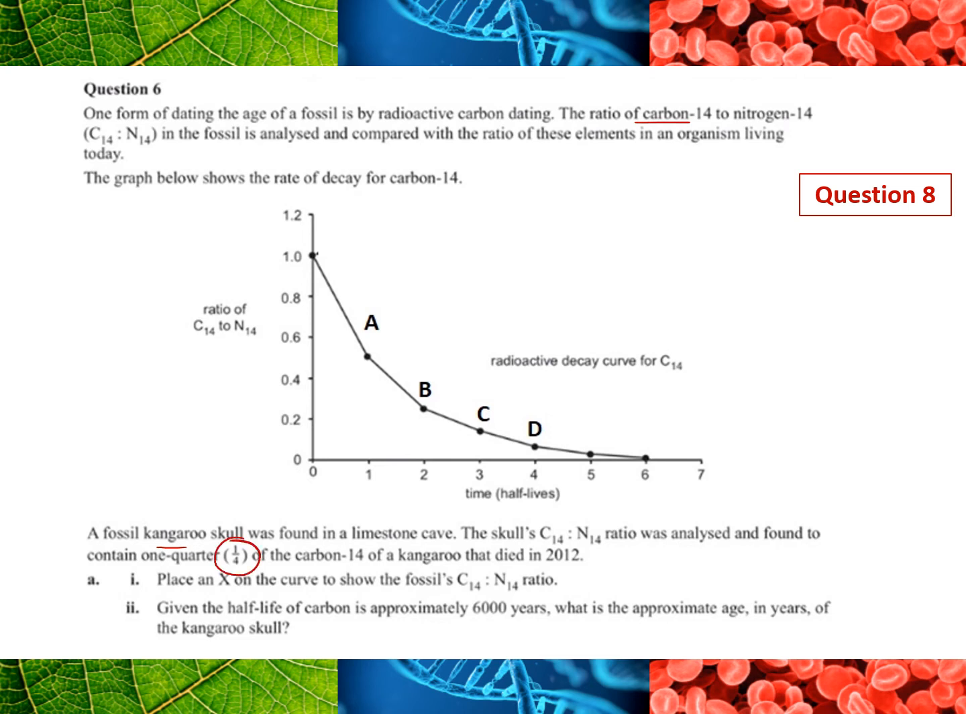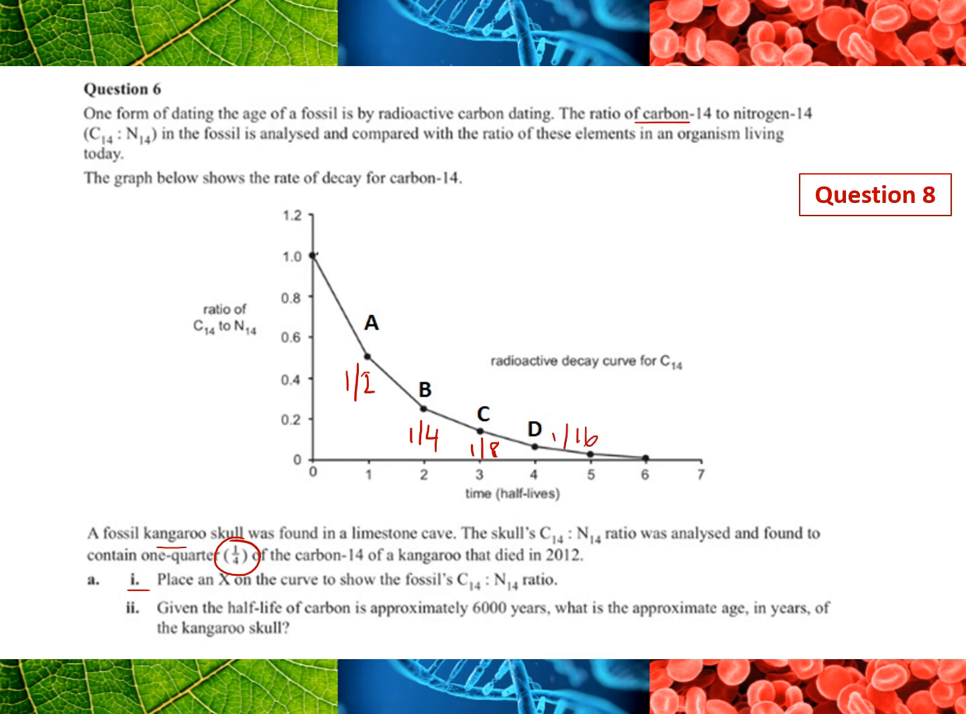Okay, so again, same thing. We know that the first half-life would have been half of the carbon remaining. The second half-life would be 1/4 remaining. C, just for consistency, would have been 1/8. D would have been 1/16.